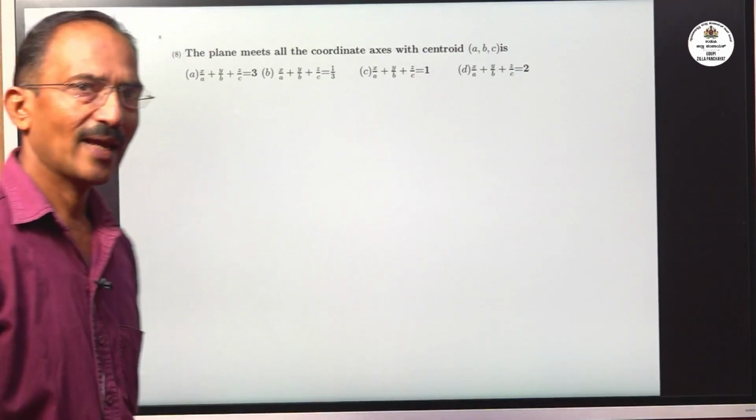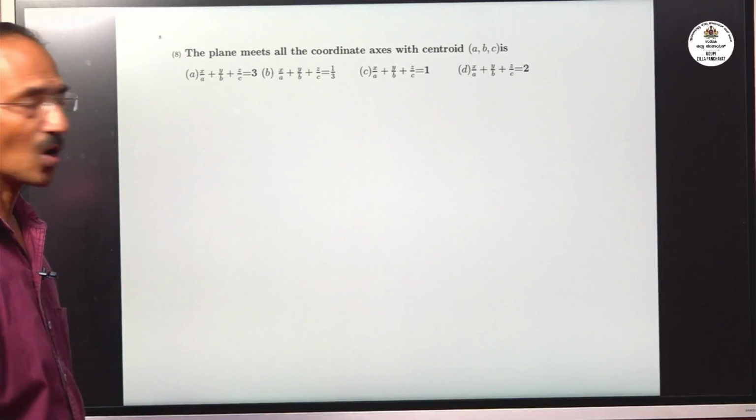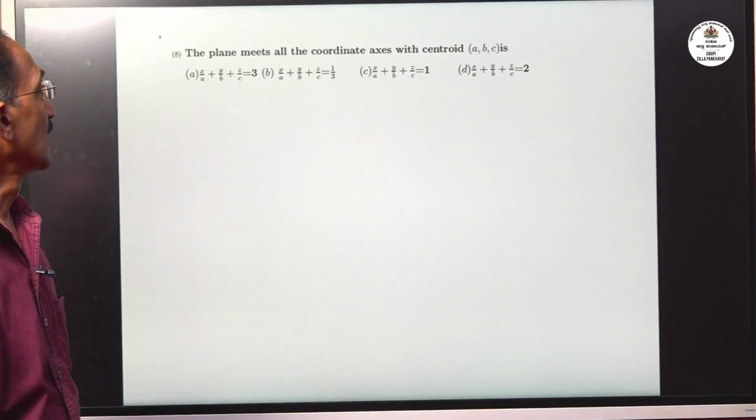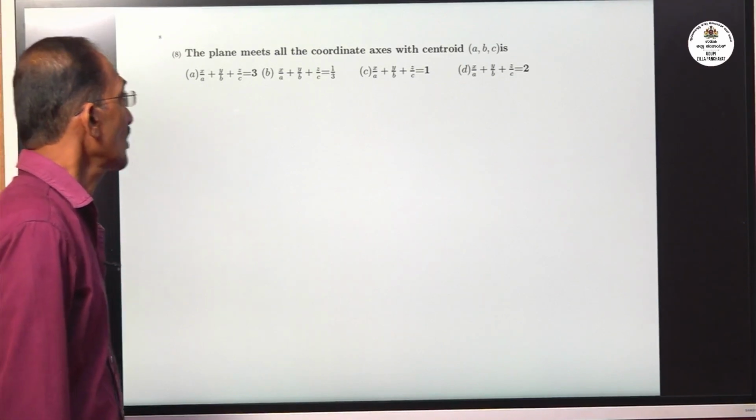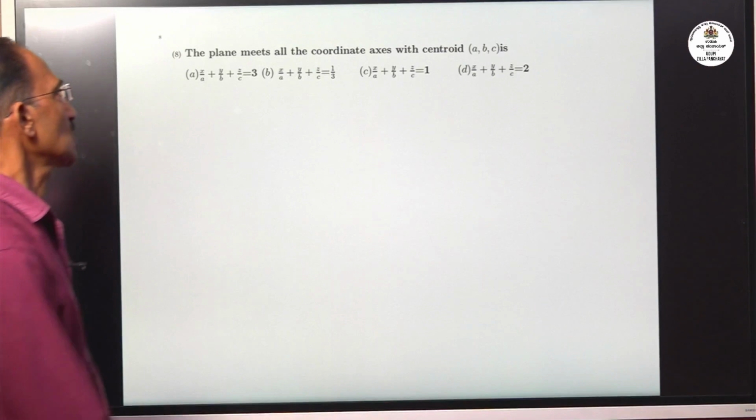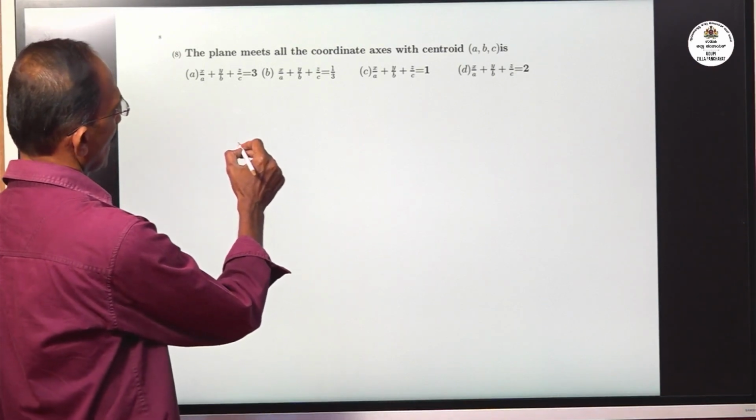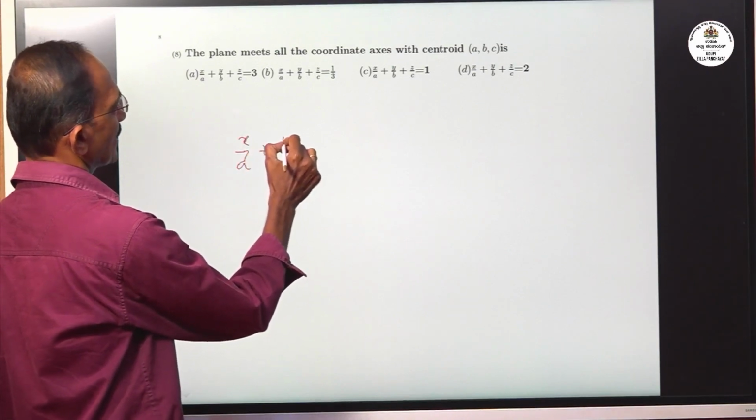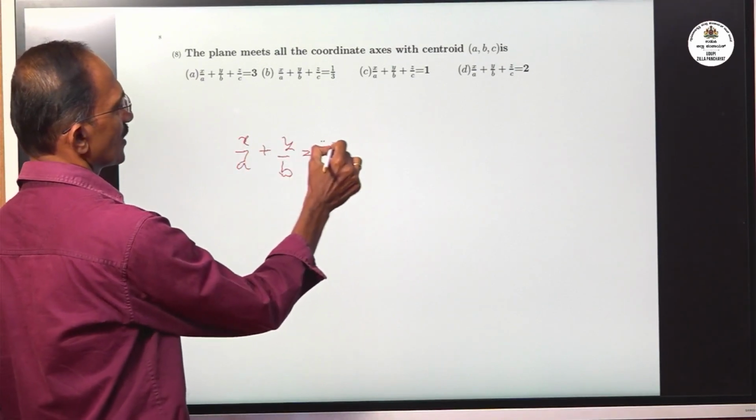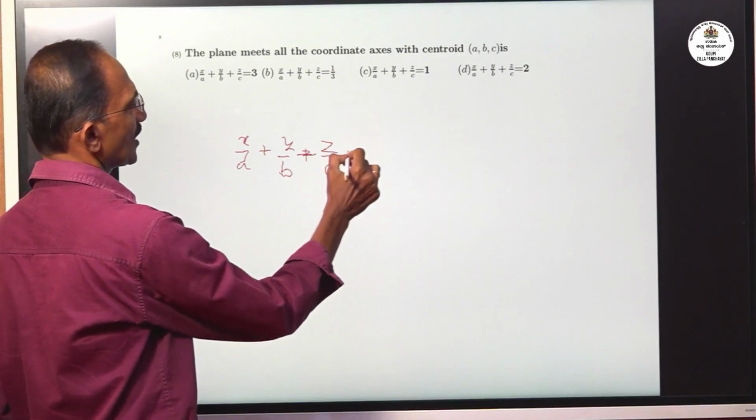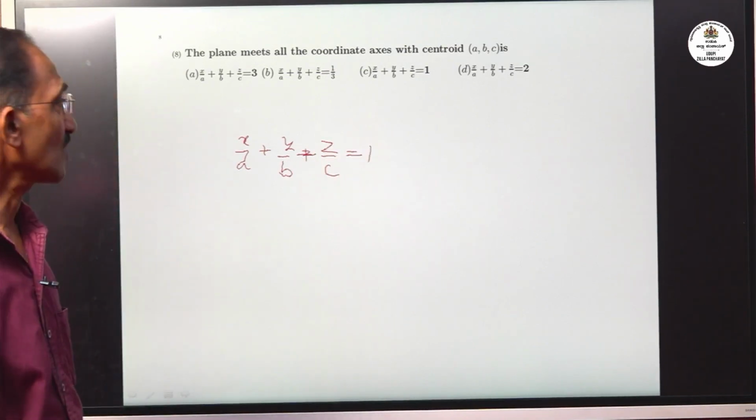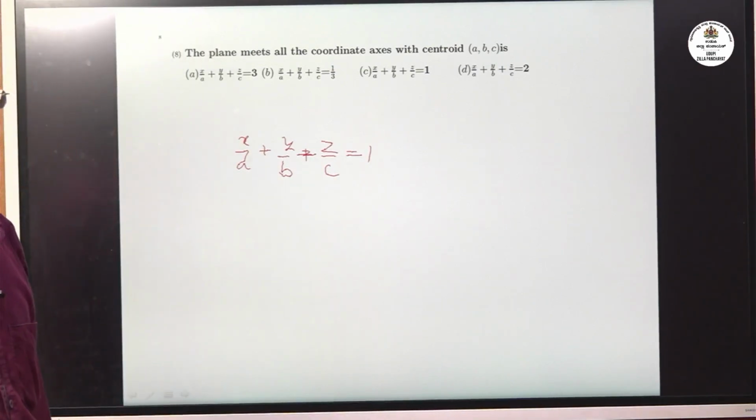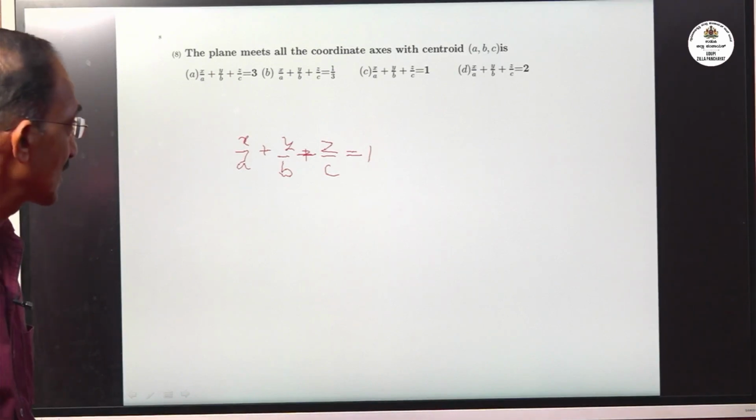So question number 8. The plane meets all the coordinate axes with centroid a, b, c. So what is the plane? You know, x by a plus y by b plus z by c equals 1 is the equation of the plane, where a, b, c are the x-intercept, y-intercept and z-intercept.